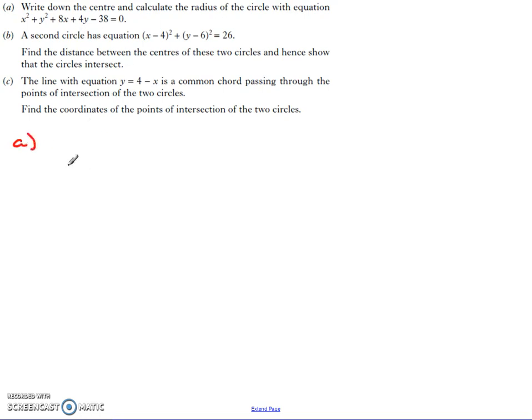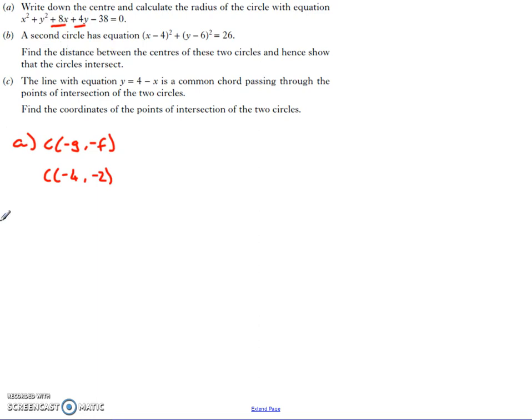Write down the centre and radius of the circle with that equation. Well, I know my centre is given by (-g, -f). And if I look at the equation, remember, there's your 2g, there's your 2f. So if 2g is 8, g has to be 4, which means that this part has to be -4. 2f is equal to 4, which means f is equal to 2, so my -f is equal to -2.